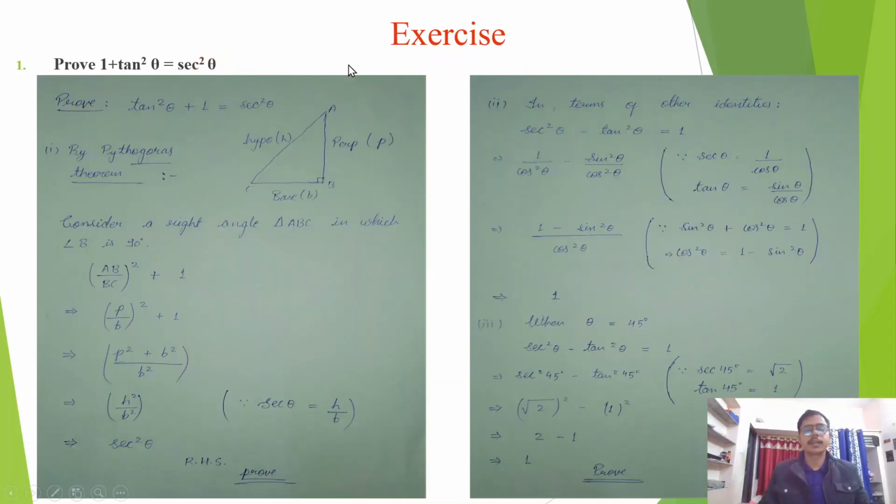Now let's take an example to understand what we have studied. 1 plus tan square theta is equal to sec square theta can be proved in many ways, but we will take three different approaches to solve this problem. First, by the Pythagoras theorem.